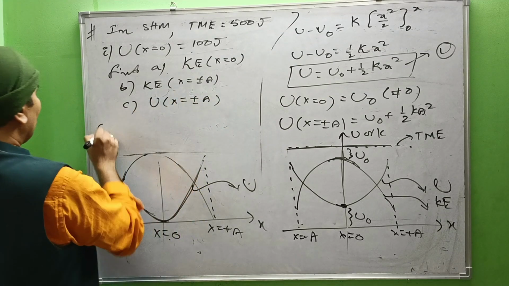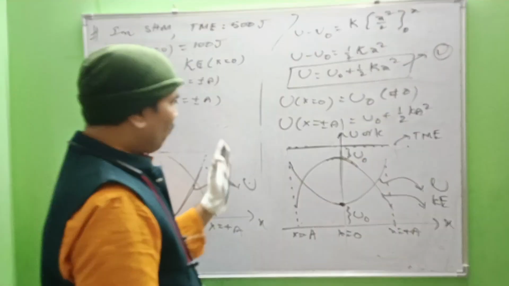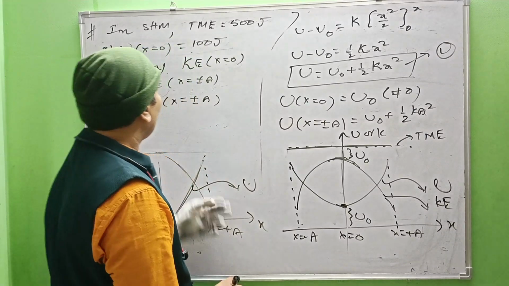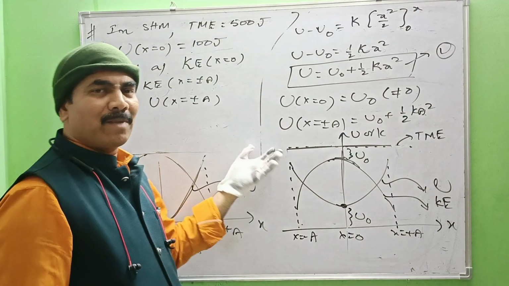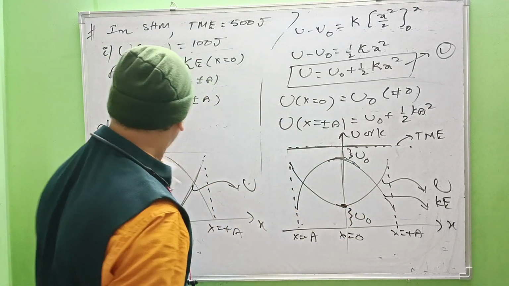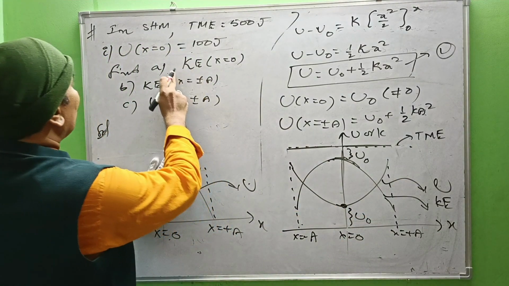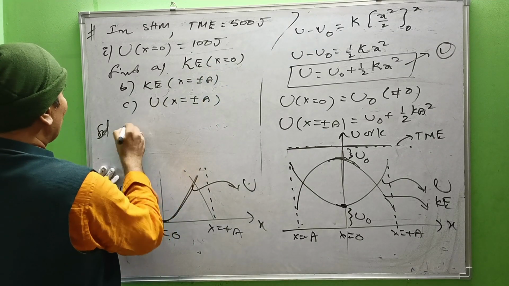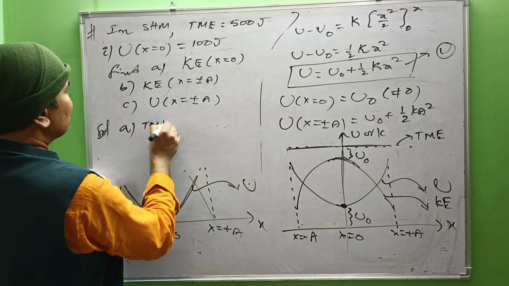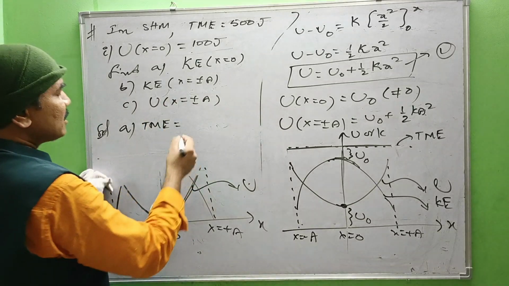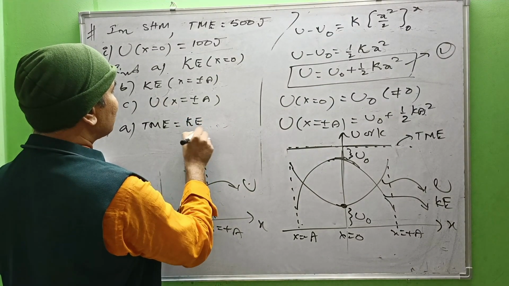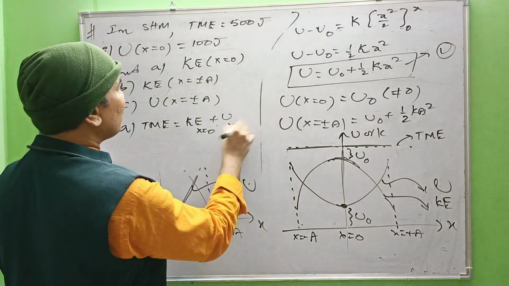Now see, in all three cases, whatever the position of the particle during its oscillation, total mechanical energy remains constant, at x equal to 0 or at x equal to plus or minus a, or at any point between minus a and plus a. So to find K at x equal to 0, question number A: total mechanical energy at any position equals the sum of P and K at the same position, that is kinetic energy at x equal to 0 plus potential energy at x equal to 0.